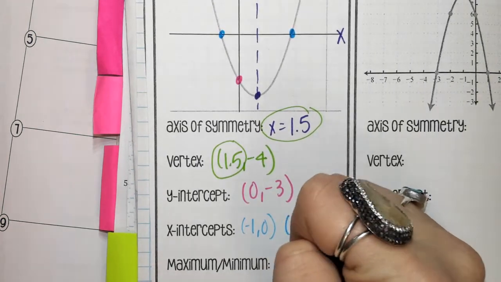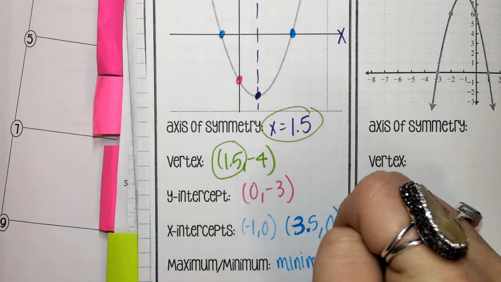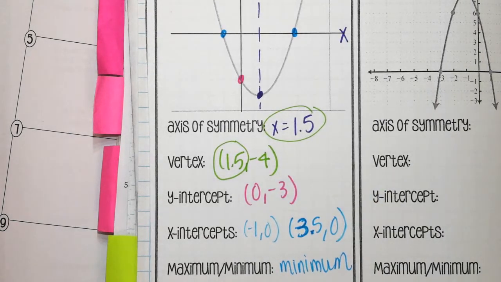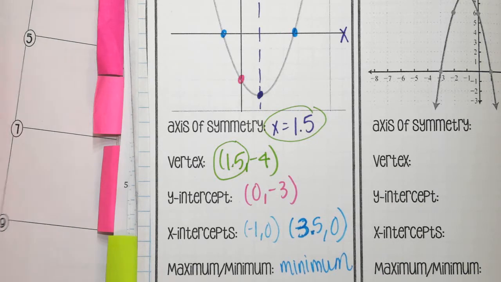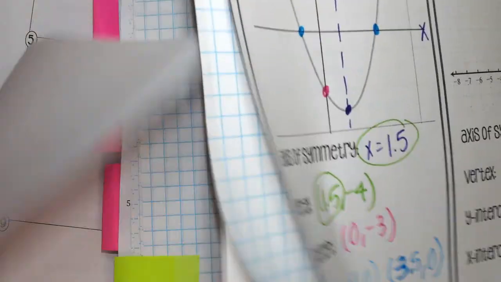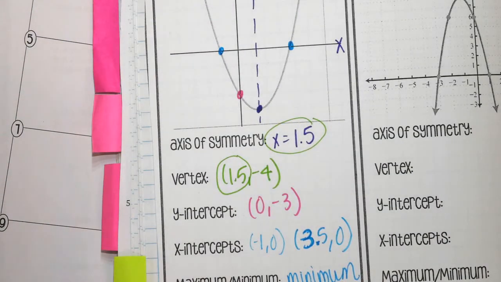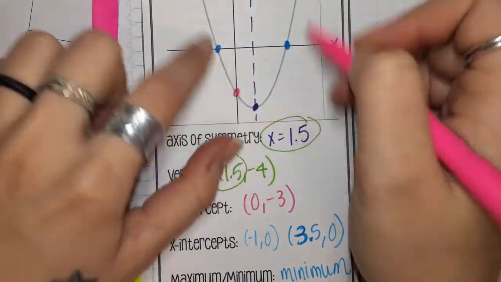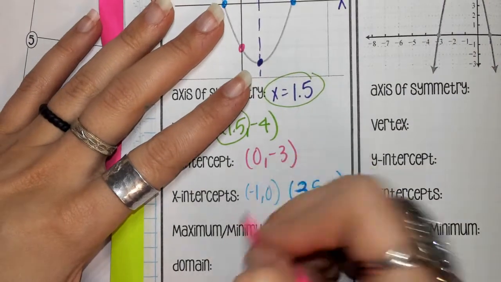Minimum. It is much more fun to say minimum. Minimum. All right, and our domain. We talked about this yesterday, didn't we? All real numbers. Because we can plug in any x value and get an answer out. So your domain is your x value, and that's all real numbers.